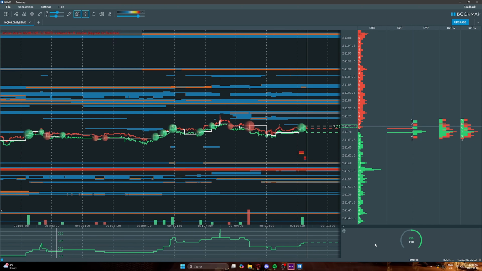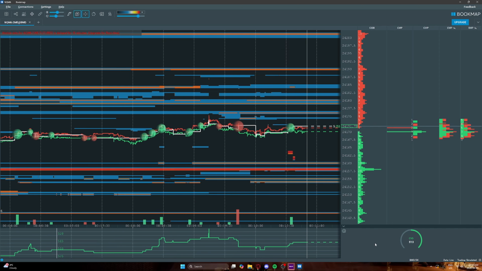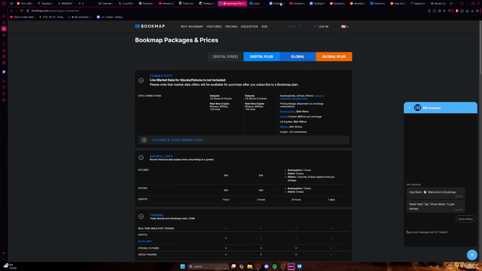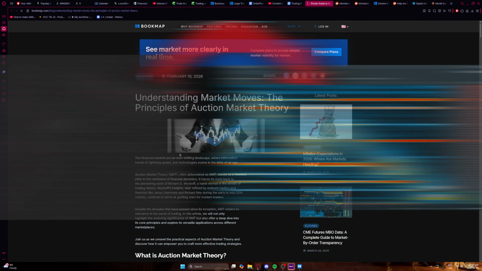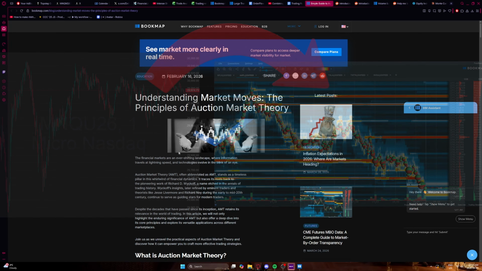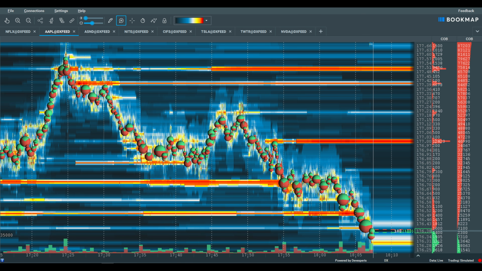When enough participants agree on a price, the market temporarily accepts that value, and when they don't, the auction continues and price moves elsewhere. This process of discovering value is exactly what order flow allows us to observe in real time. So now let's open up Bookmap and actually see that process happening on a live chart.